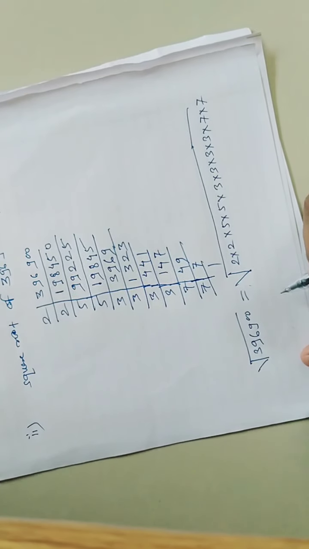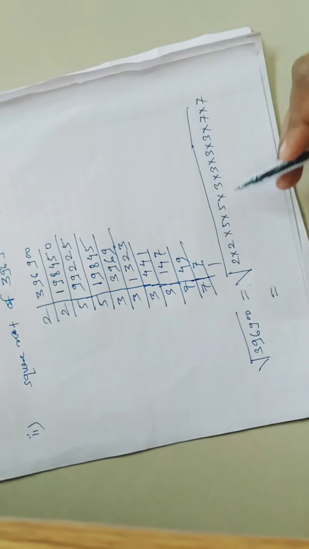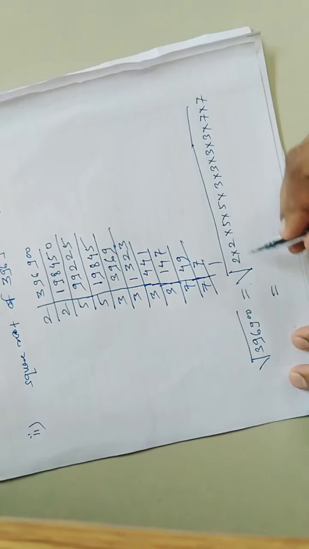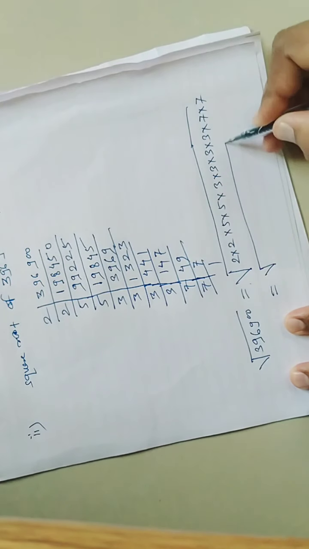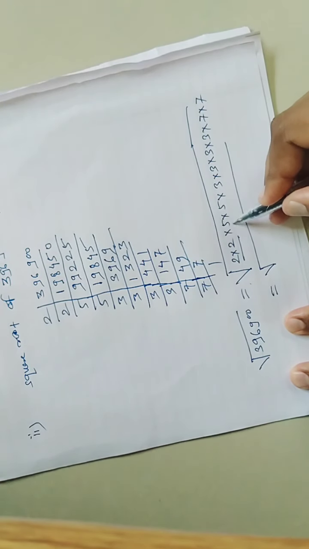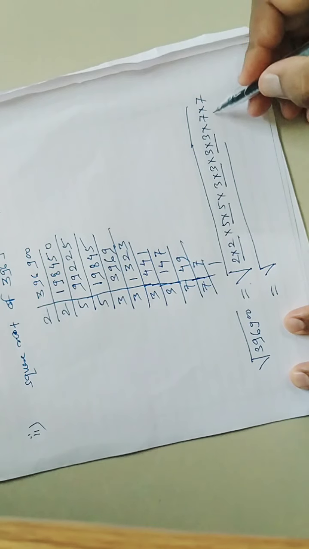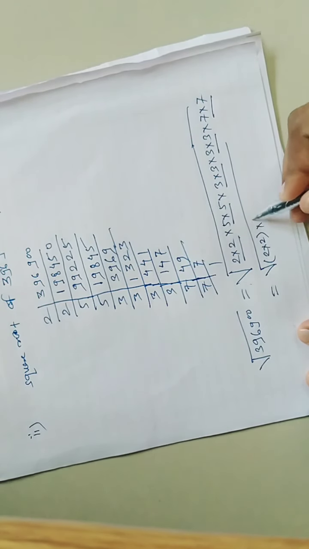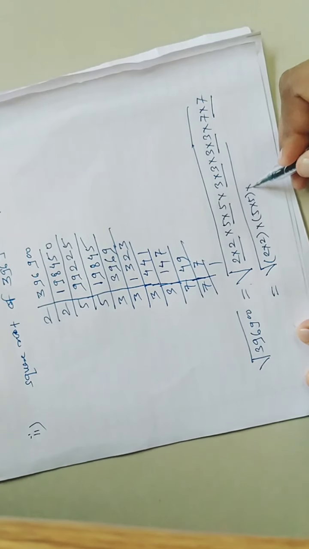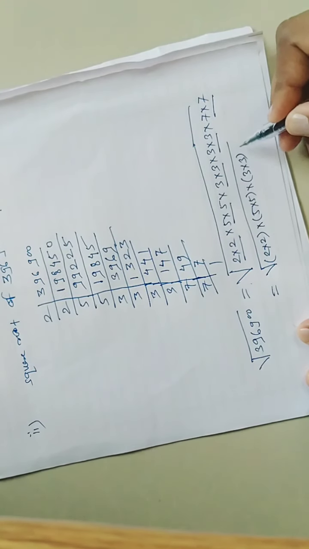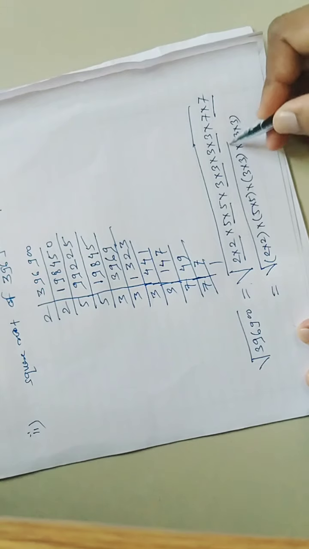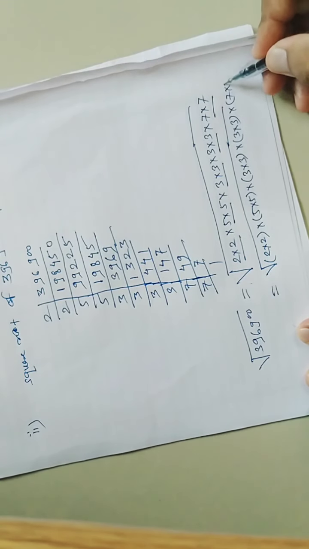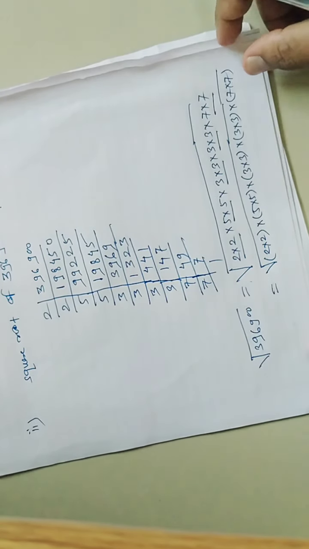Now make pairs such that both the factors in each pair are equal. So from this, one pair, one pair, one pair, one pair, one pair. So 2 multiplied by 2, 5 multiplied by 5, 3 multiplied by 3, again 3 multiplied by 3, 7 multiplied by 7.